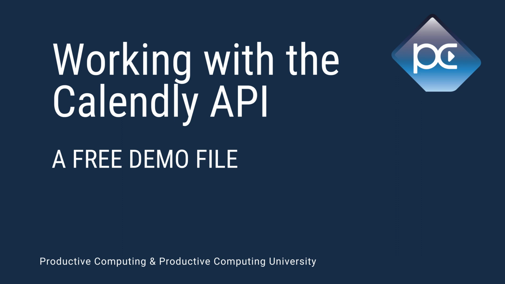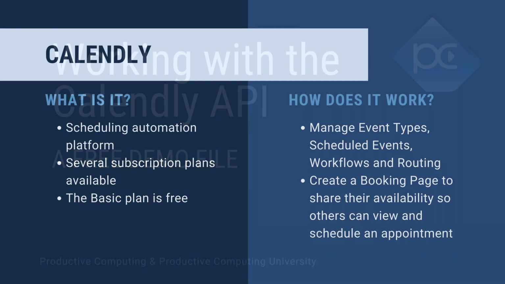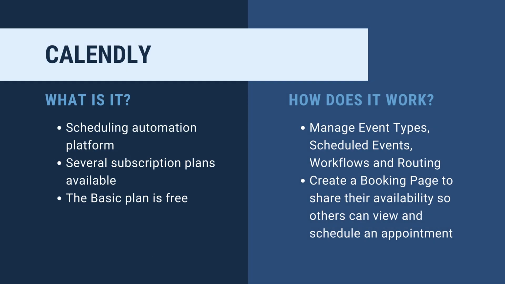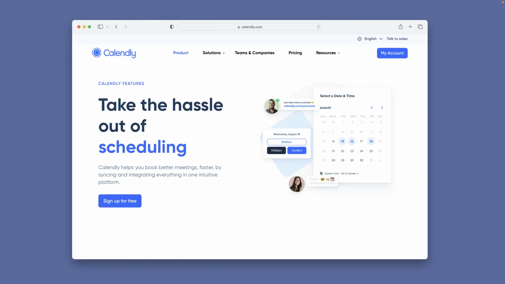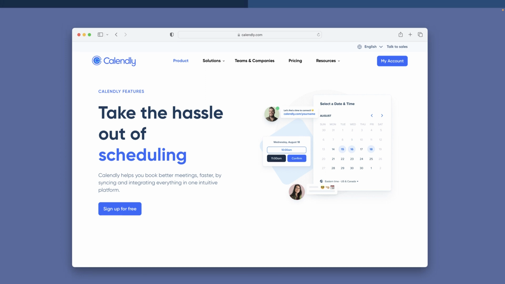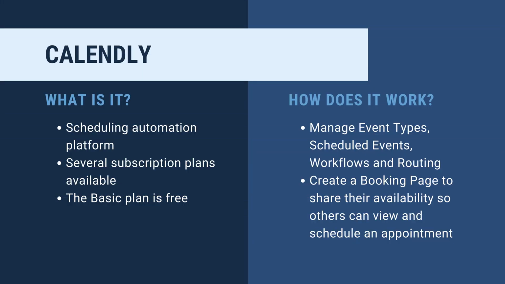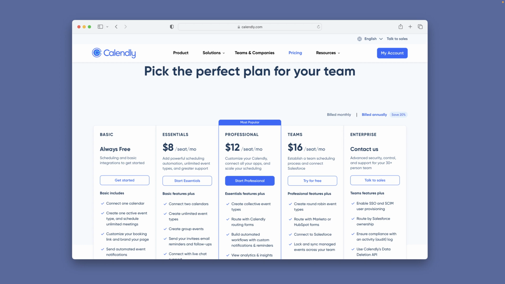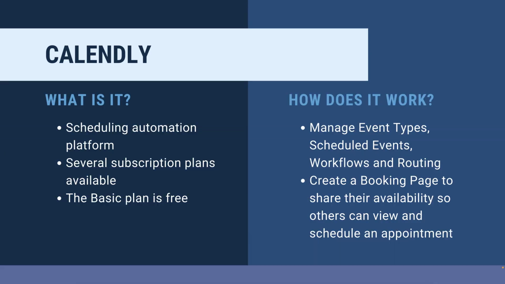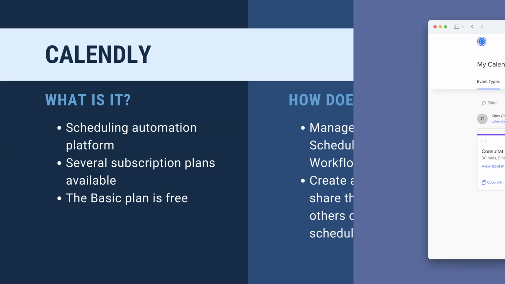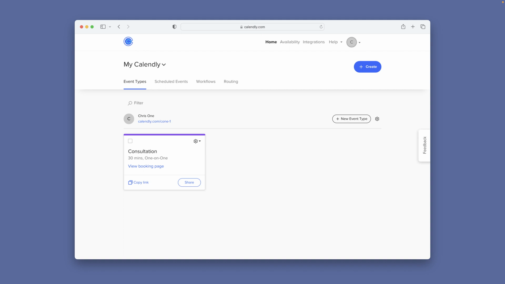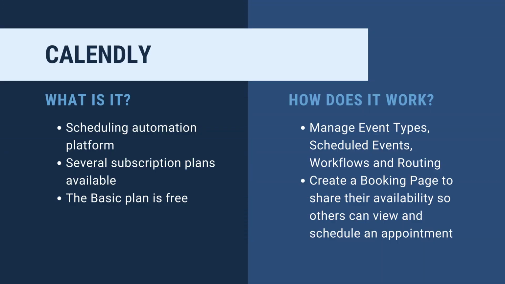Today I'm sharing with you information about our free Calendly API demo file. What is it and how does it work? Well, Calendly is a subscription-based online scheduling platform. There are several subscription plans available, with the basic one being free. Users can manage event types, schedule events, workflows, and routing. Users then create a booking page to share their availability so others can view and schedule an appointment.